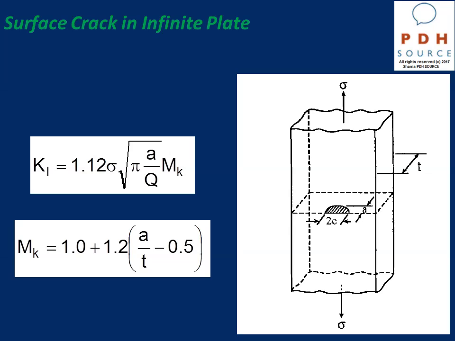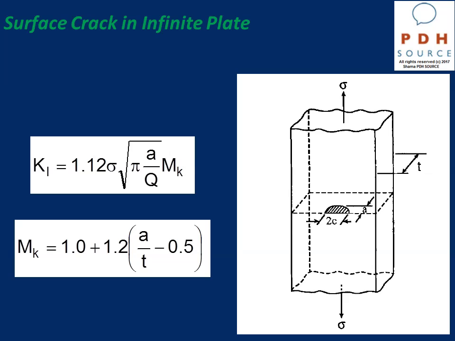We take an additional case, which is a surface crack in an infinite plate. In this case, we have the equation K1 equals 1.12, so multiply it here by 1.12, because we can consider that this is equivalent to an edge case. So once we have an edge case, we multiply by 1.12. But in this case, the crack is not penetrating through the entire thickness, same as in other cases that we discussed earlier.